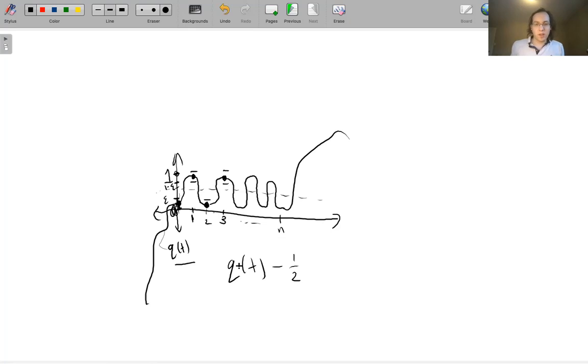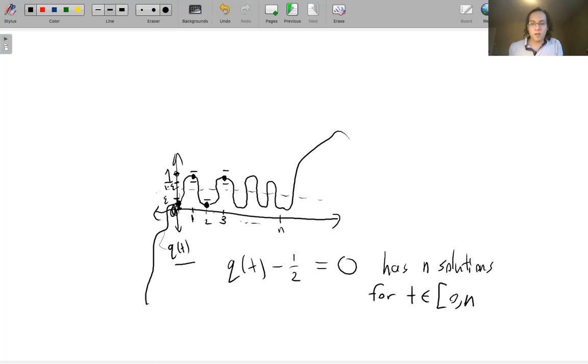Okay, so this means that Q of t minus a half equals 0 happens n times. So it has n solutions for t in the range 0 to n.